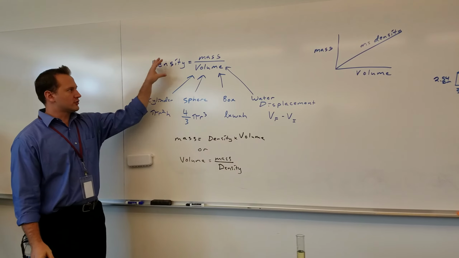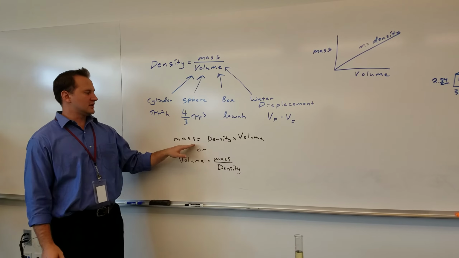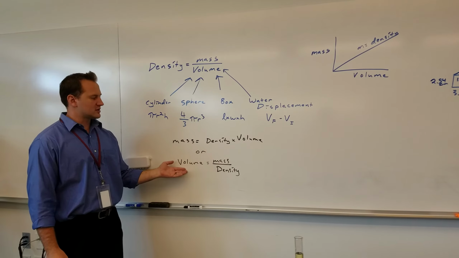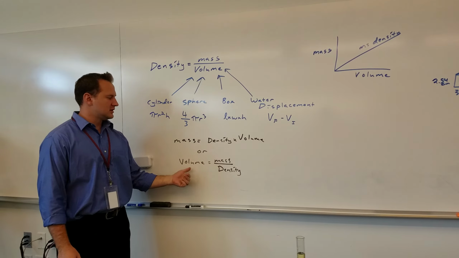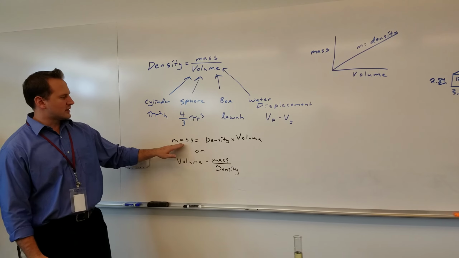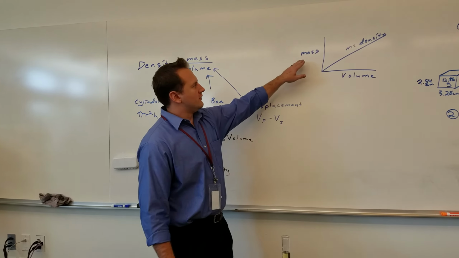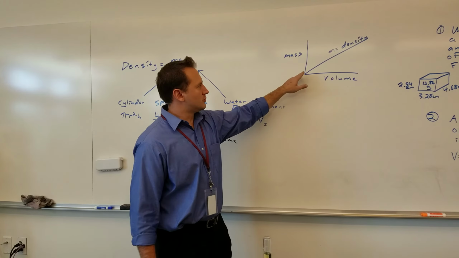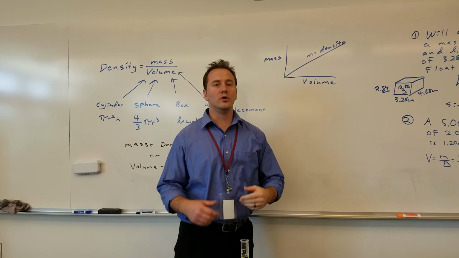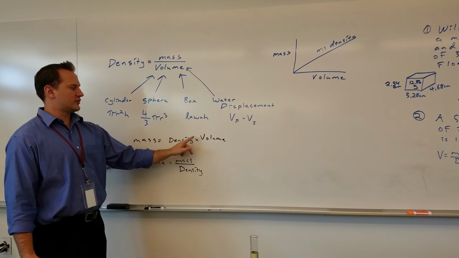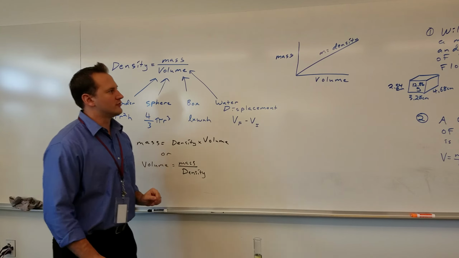We could also rearrange this equation to isolate mass, and that would give us density times volume. Or you could isolate volume, if you know the mass and density: the volume is equal to mass over density. Looking at this one, if you plot the relationship between mass and volume, the slope of that line would be the density, because in this equation, it is the coefficient in front of volume.